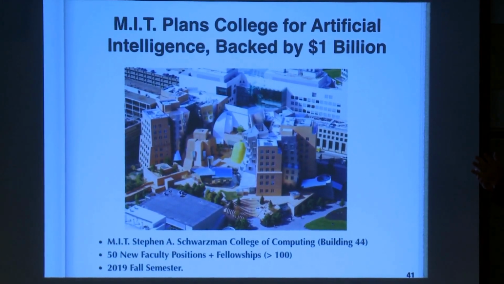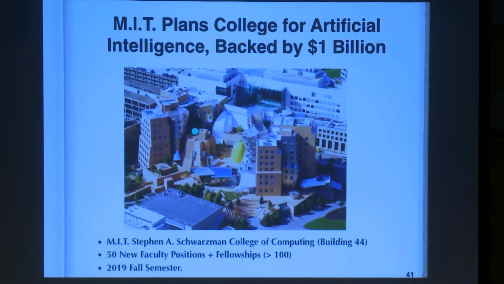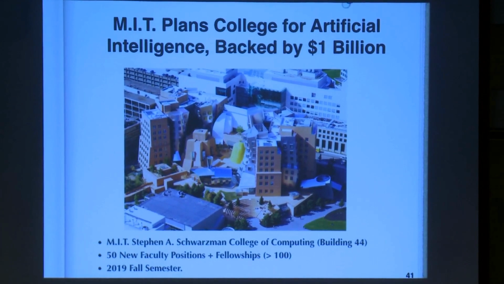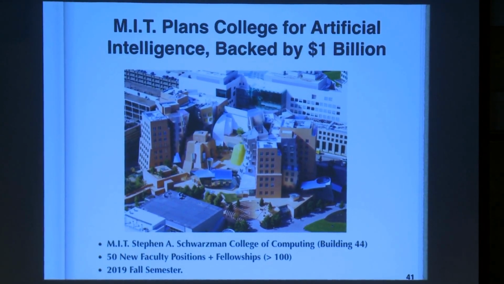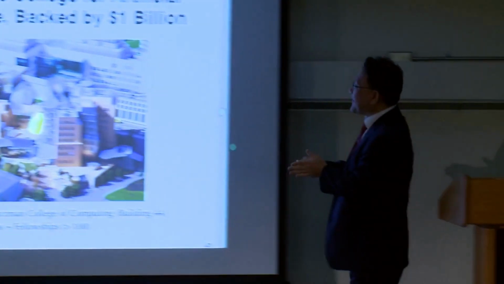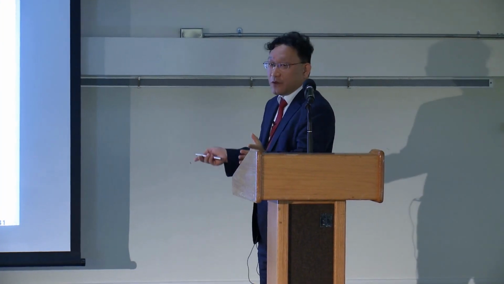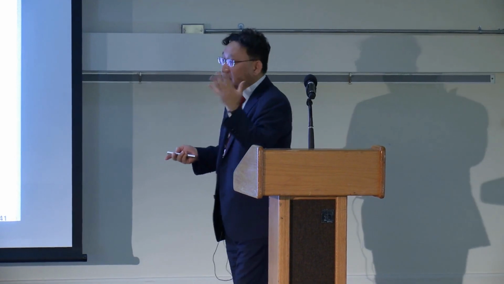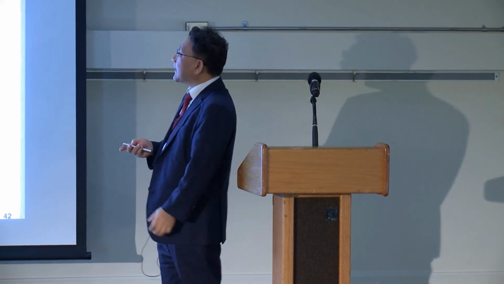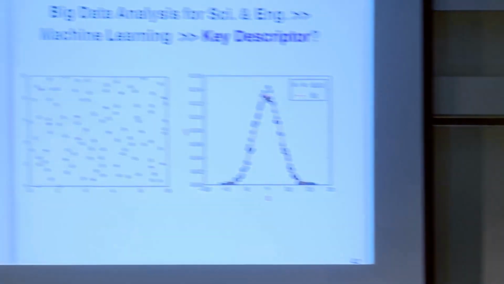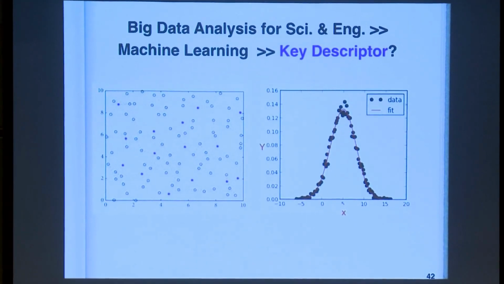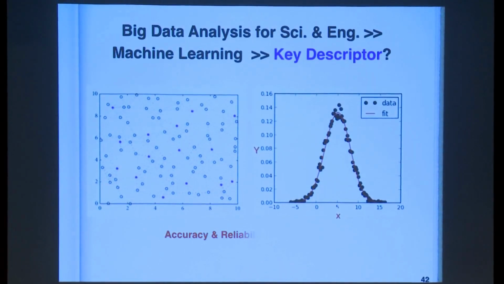I believe MIT plans to form a College of Artificial Intelligence by this September with 50 new faculty positions and more than 100 fellows, with a $1 billion budget. I think this is data center, right? Data center. Yeah. I think this will really help this kind of methodology spread all over the world. MIT is always leading in this field. Again, this is the target of machine learning technology, specifically in science and technology sectors.